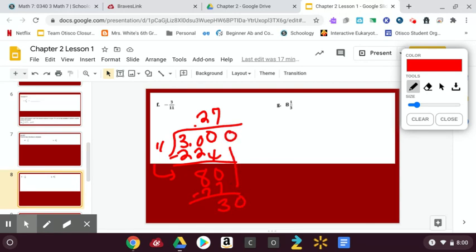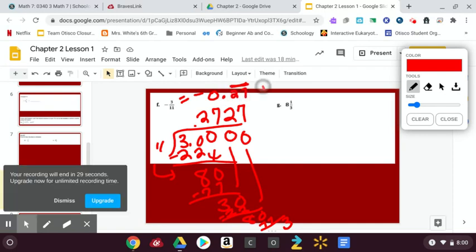Bring it down. 11 times 2 is 22. Subtract to get 8. Annex a 0. Bring it down. 11 times 7 is 77. Subtract to get 3. That's going to be a 27 again. So this is -0 wholes, 0.27 repeating. The line goes over both of those because that's 27, 27, 27.